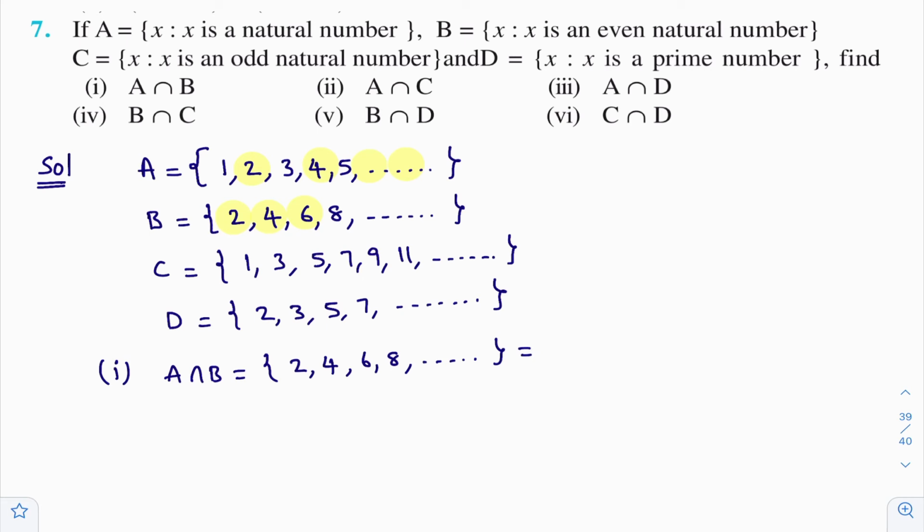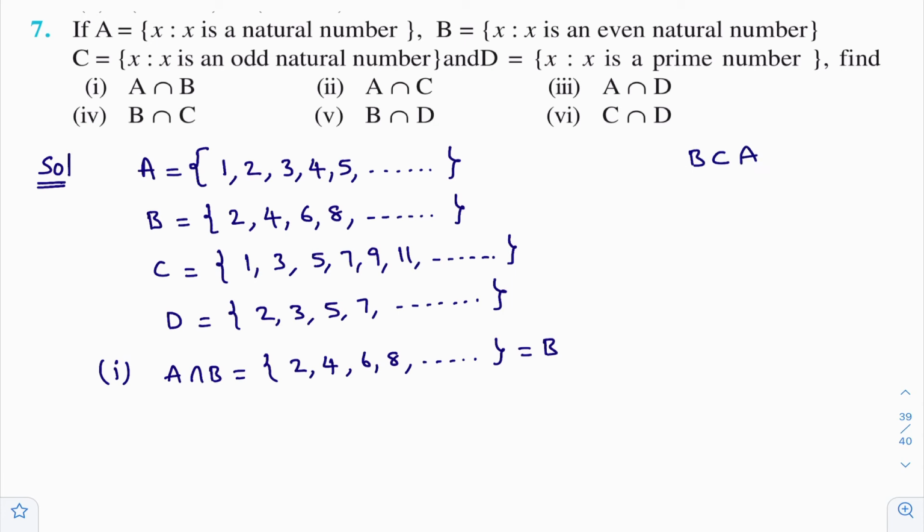This is nothing but set B. A intersection B is B. Here I want to tell you one point: we can do this problem in another way. If you observe these two sets A and B, set B is a subset of A. All the elements present in set B are present in A, correct? Here I'll write: B is a subset of A.